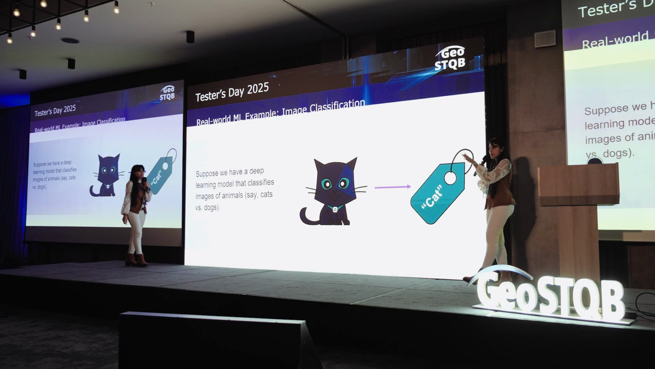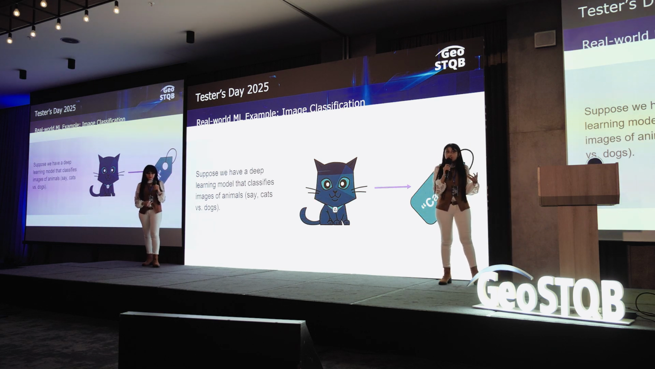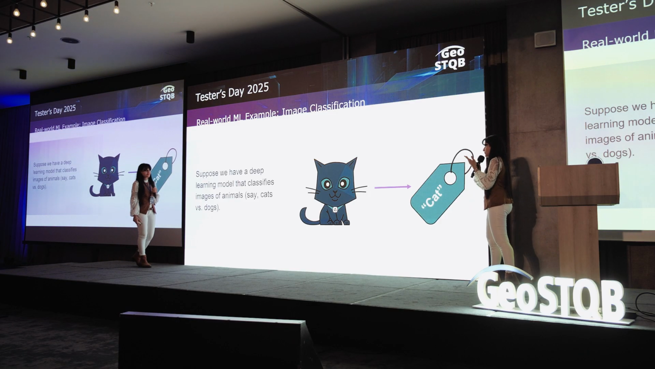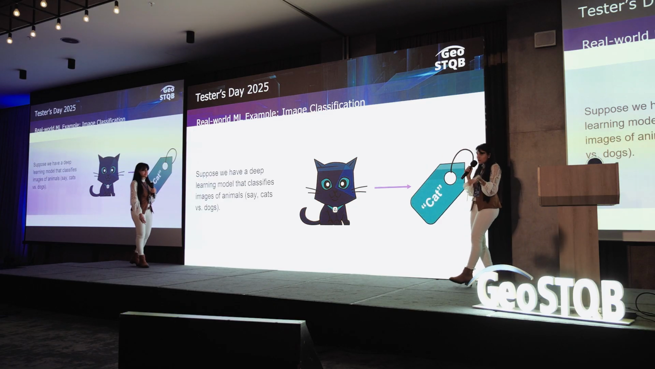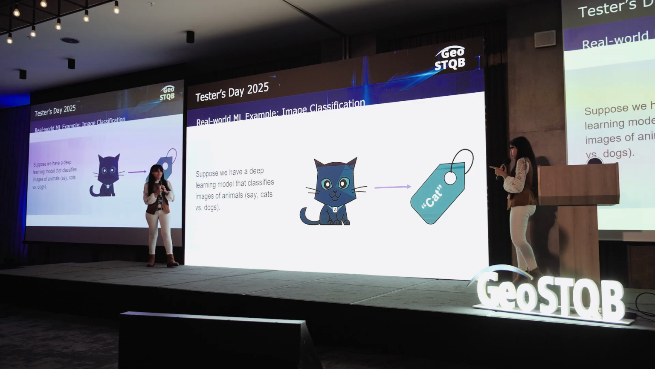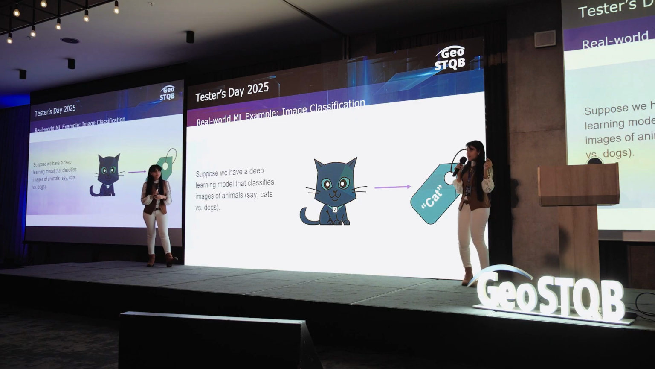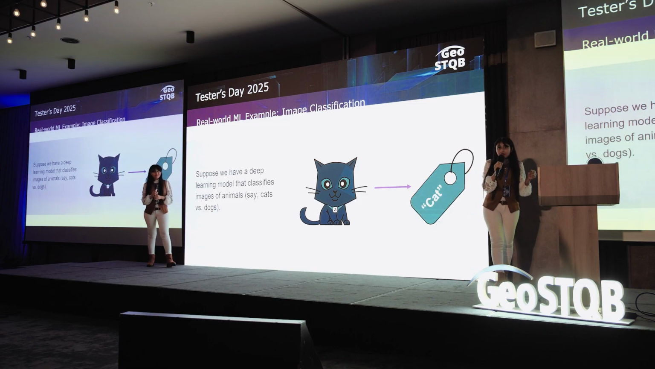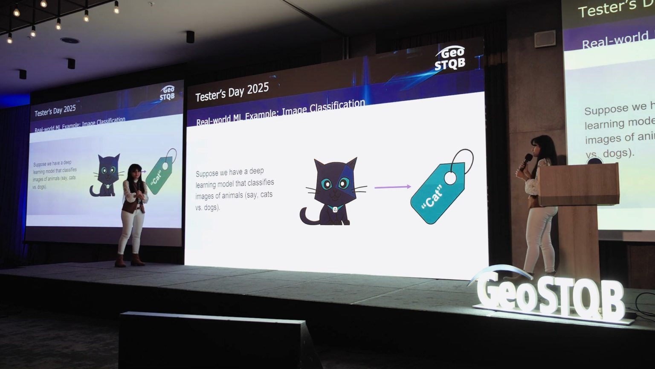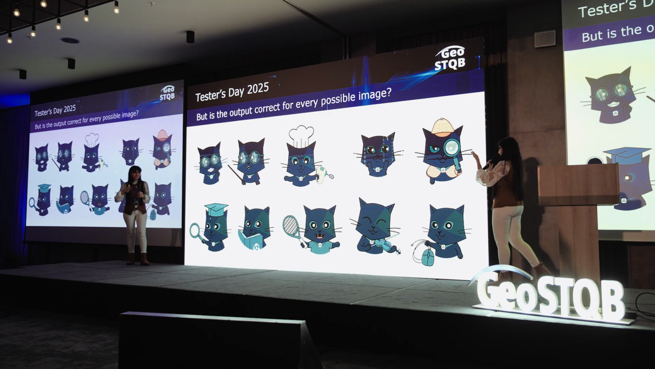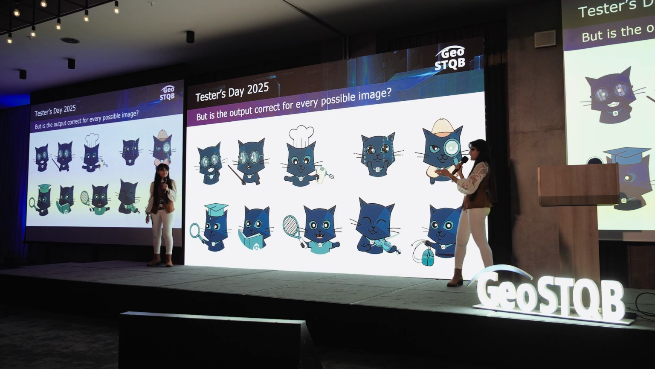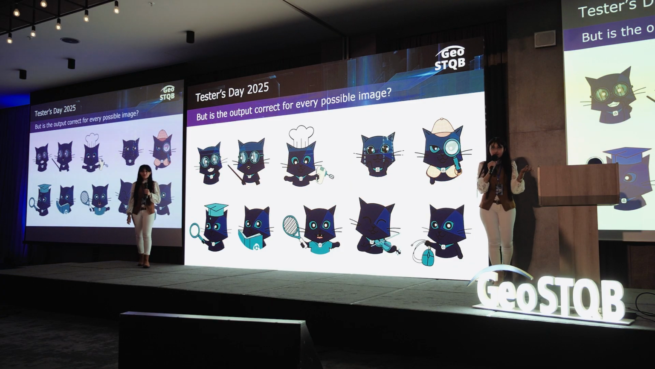Let's give a small example, like image classification. Suppose there's a classifier model whose job is to classify images of animals. We input an image of a cat, and the expected output would be the label of a cat. But the question is, will this output be possible for every input image? This is just a simple image of a cat. Here we have also images of cats, but as you see, they're different. So for every possible image we input, will the output be correct? Will we also get the name cat?